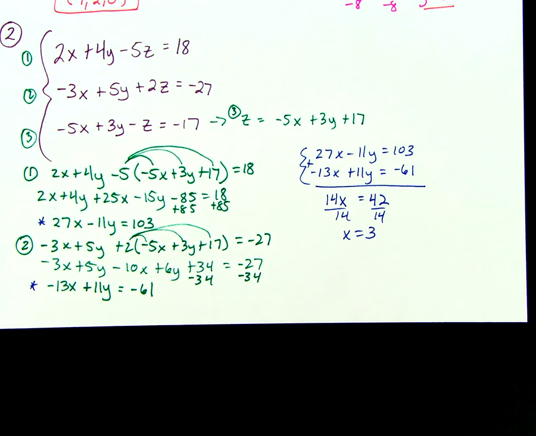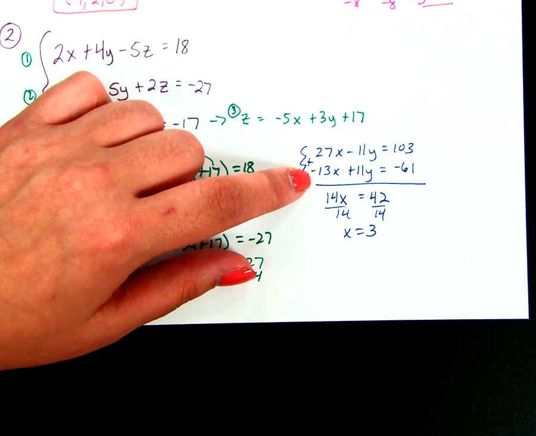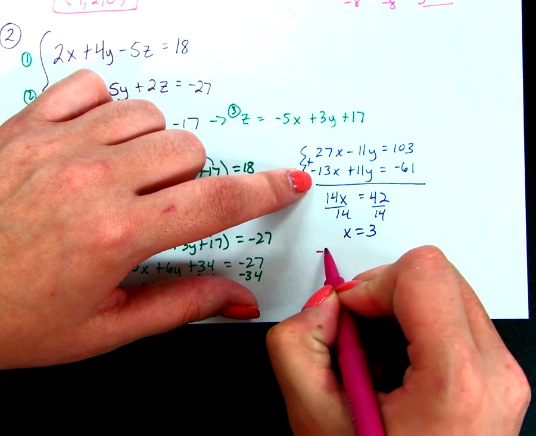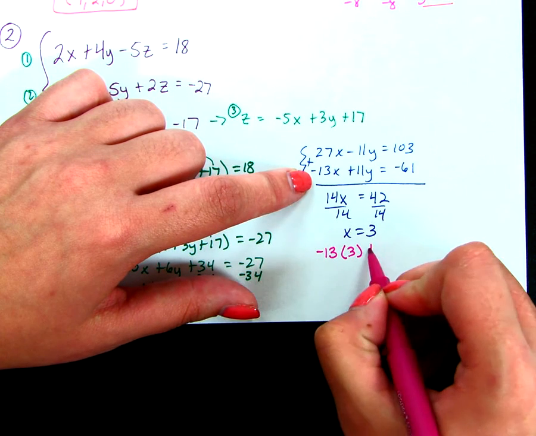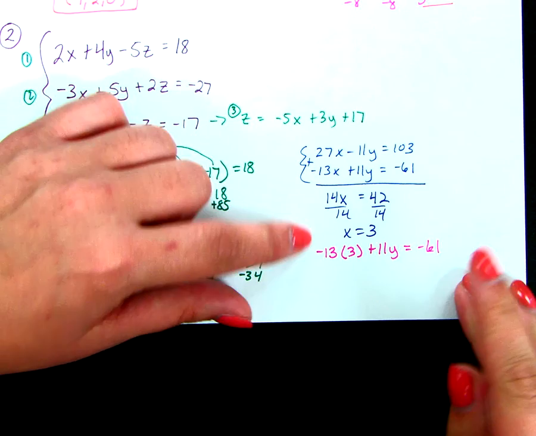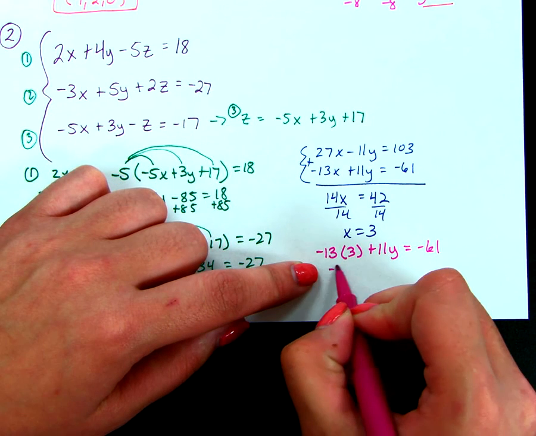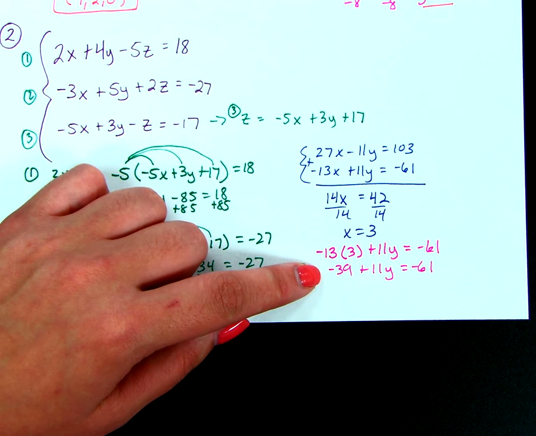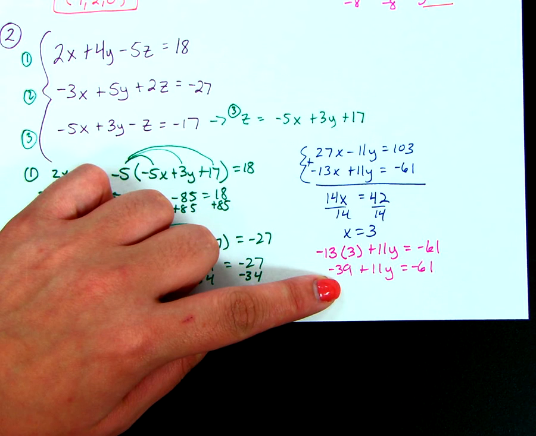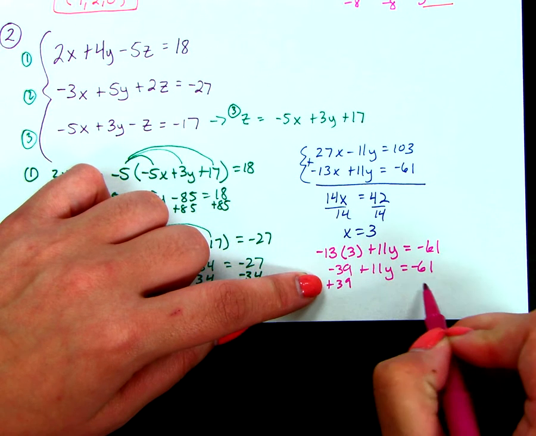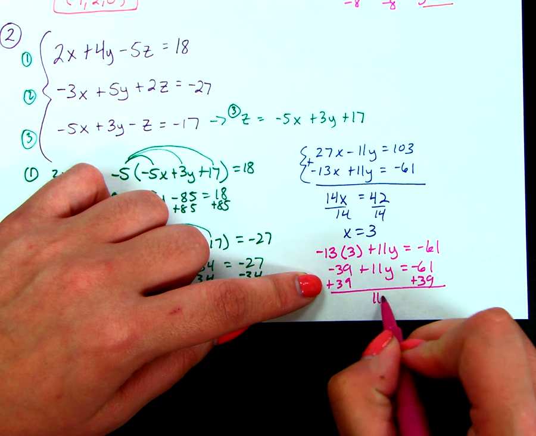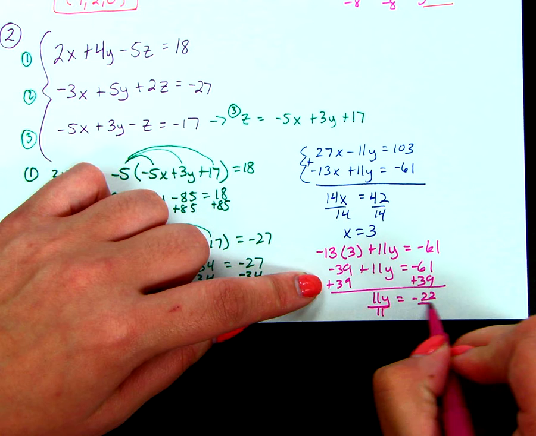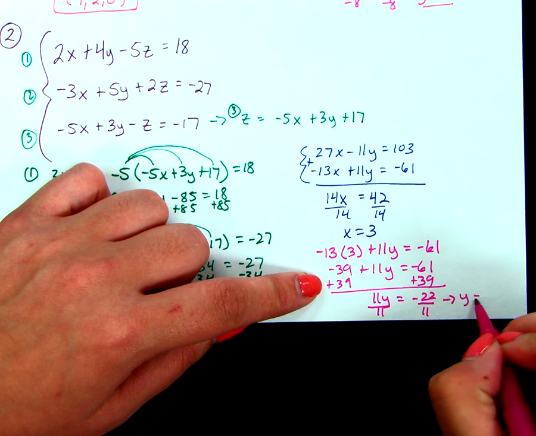So I'm going to use the bottom equation. And again, it doesn't matter which one you use as long as you are replacing x. So we would have negative 13 times 3 plus 11y equals negative 61. So negative 13 times 3 is negative 39. And then looking at that, we're going to need to add the 39 over. So add 39. So 11y equals negative 22. And then we divide by 11. So y will equal negative 2.